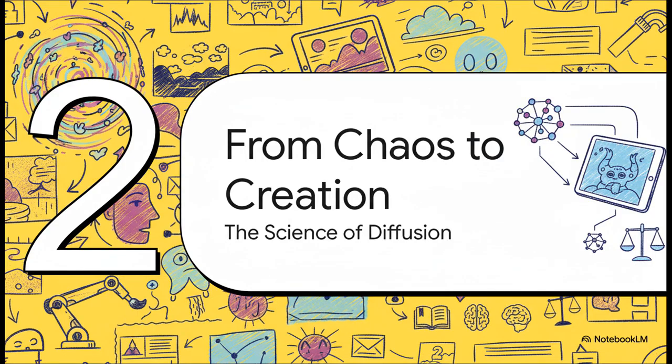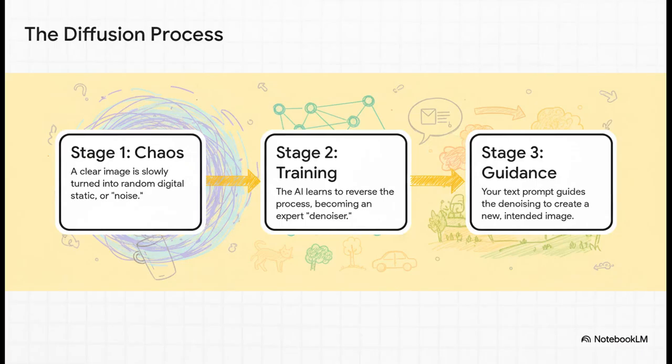Okay, you ready? Now we get to the main event. The most powerful trick in the AI art playbook today is something called a diffusion model. And it's a wild idea. It works by creating masterpieces from pure, total chaos. It all starts with, well, chaos. Imagine taking a perfectly clear picture and just slowly adding digital noise or static to it step by step, until it's just a fuzzy mess.